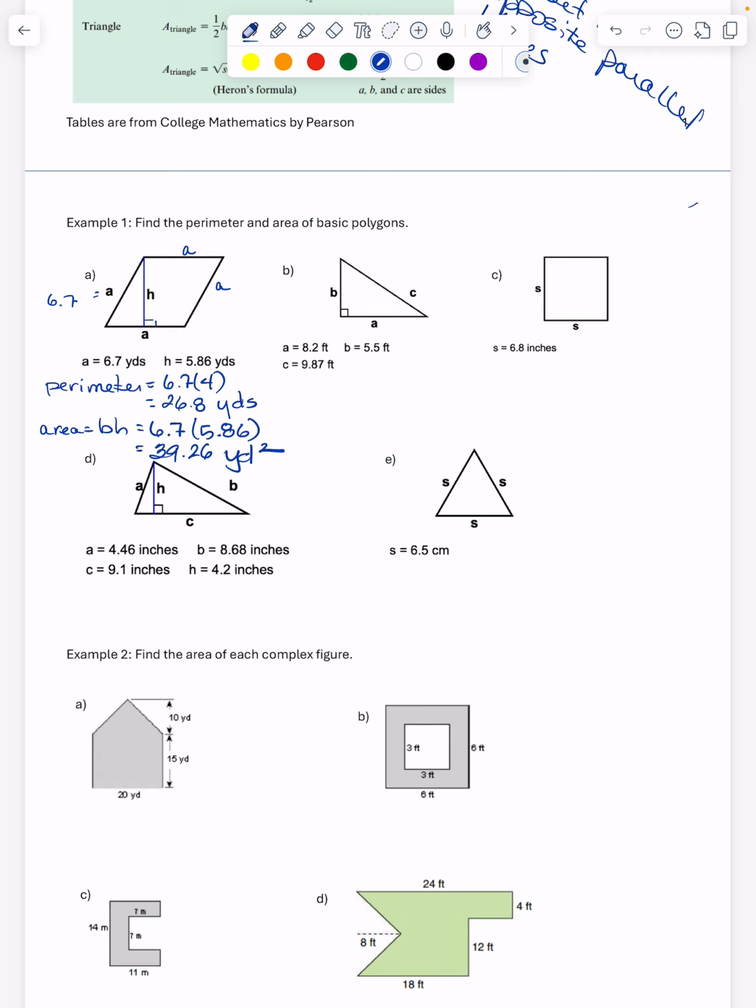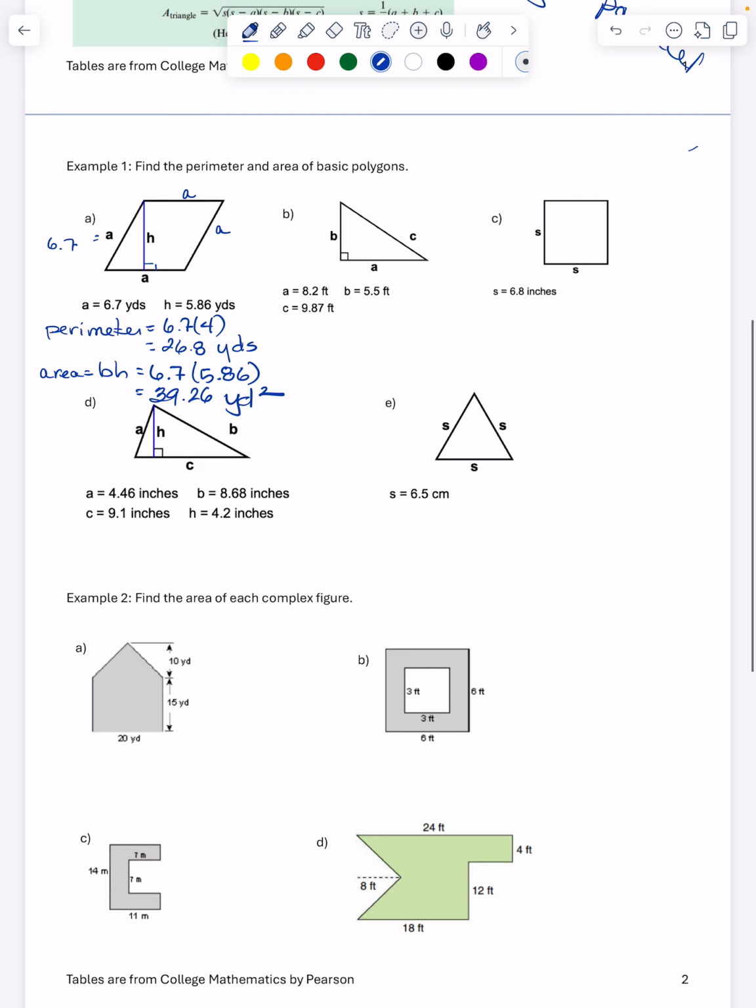B, we want the perimeter of that triangle, which means we're going to add the 3 sides. And I'm going to line them up this way, mostly because I'm running out of room. When I add those, I get 23.57 feet.